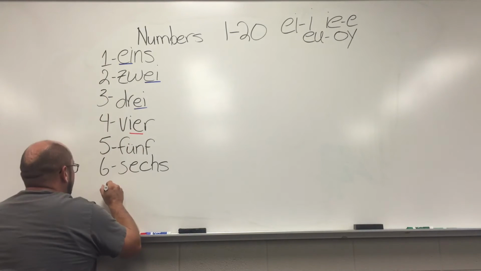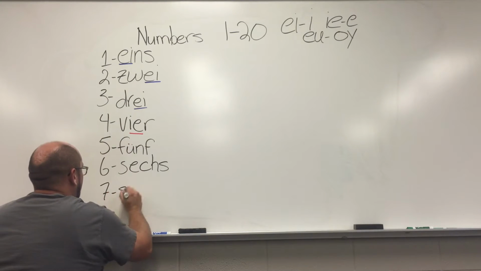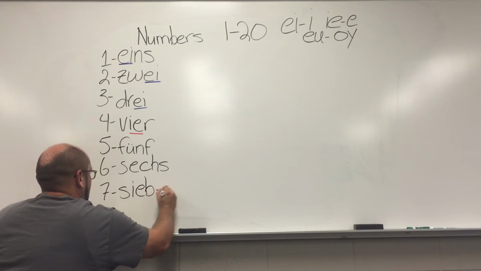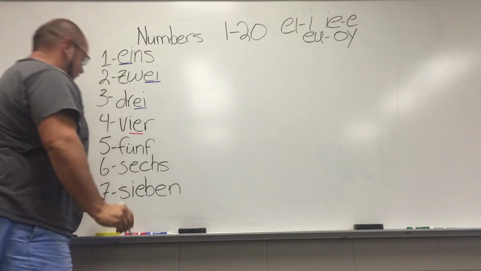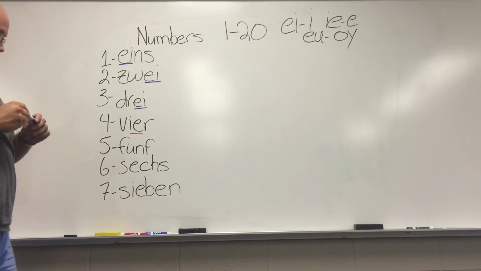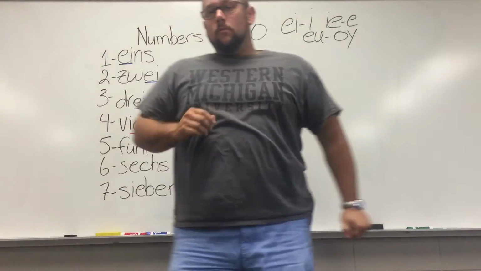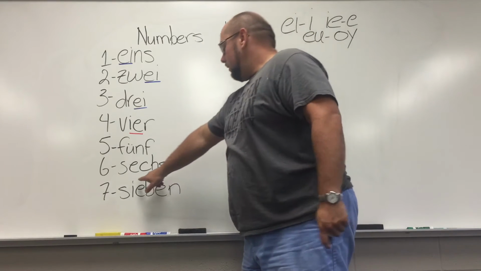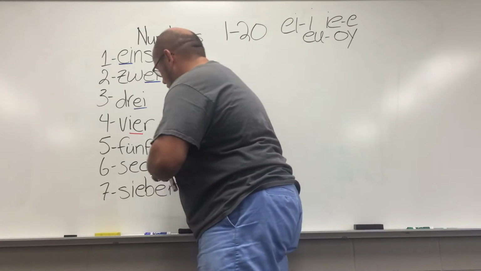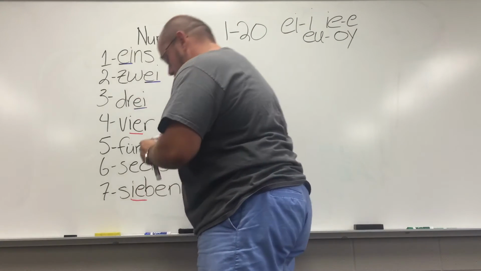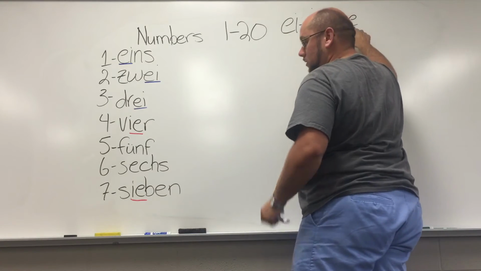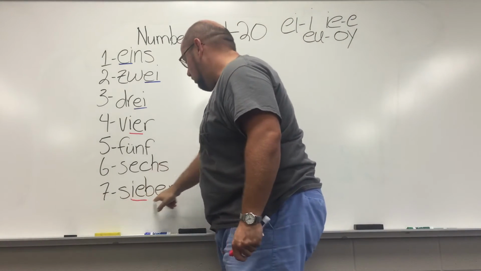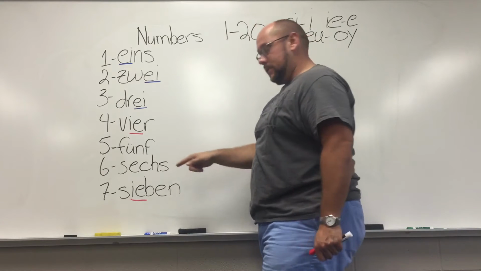Number 7, last one in this column. Zeben. Again, we have the S at the beginning that makes a Z sound. Our IE letter combination makes the E sound. So we have Zeben. Zeben is the number 7.